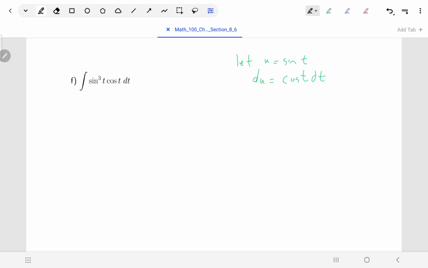So the sine cubed t, since sine of t is u, then sine cubed is u cubed. And cos t dt, well, that's just du. So this one's a nice quick one to do. U to the 4 over 4 plus c, which is sine to the 4 of t over 4 plus c.